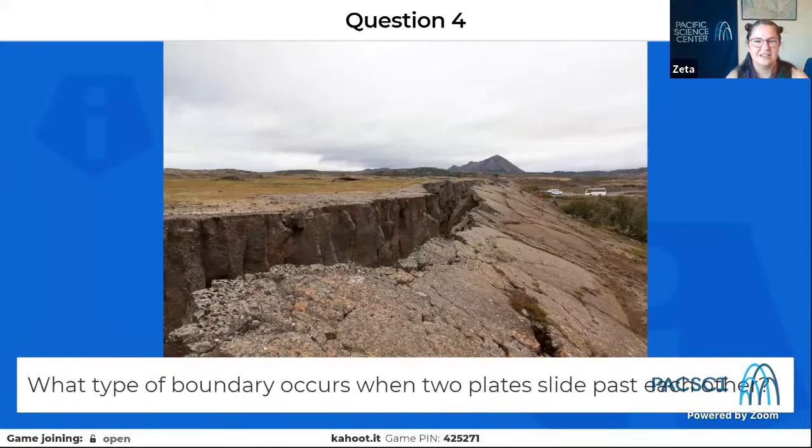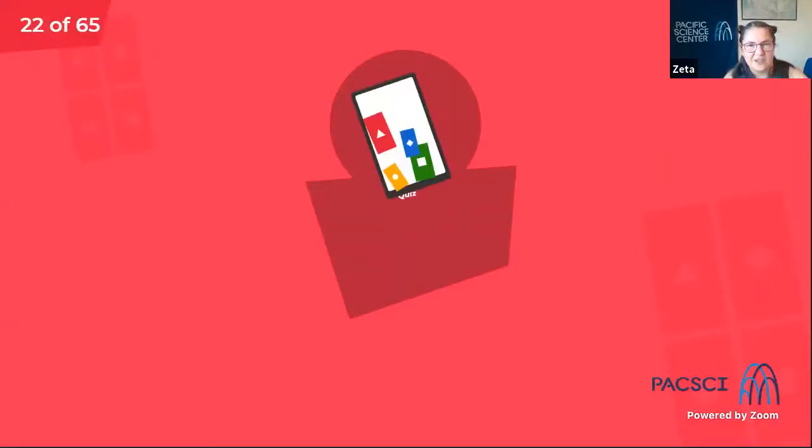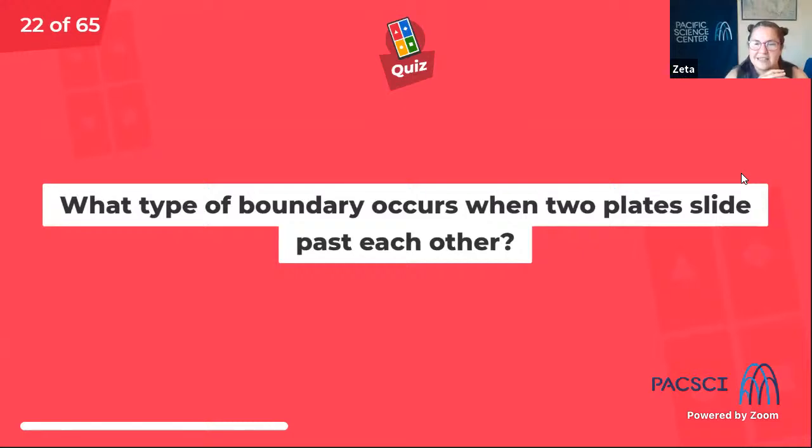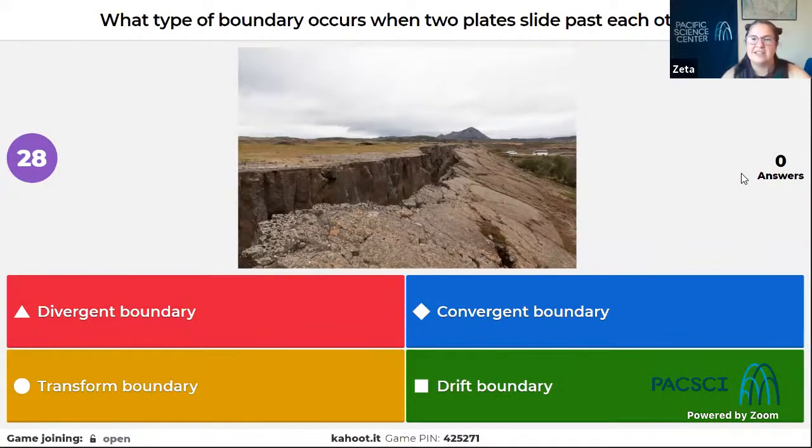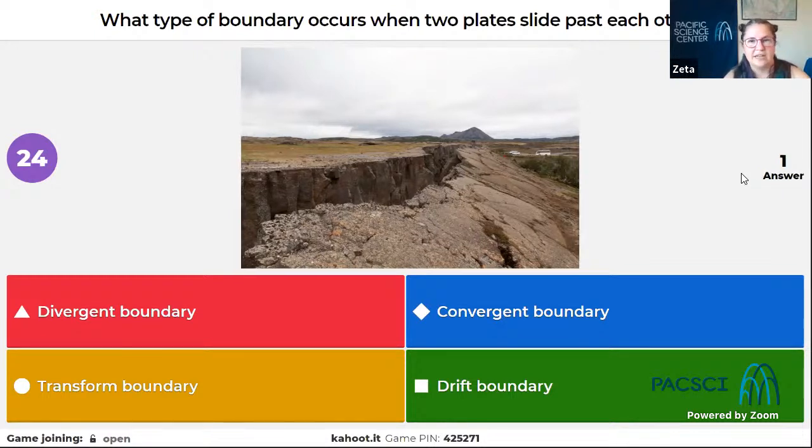Also related to geology round here, what type of boundary occurs when two plates slide past each other? We know the sliding of plates can cause earthquakes. What is it called when the two plates are sliding past each other? Is it a divergent boundary, a convergent boundary, a transform boundary, or a drift boundary?